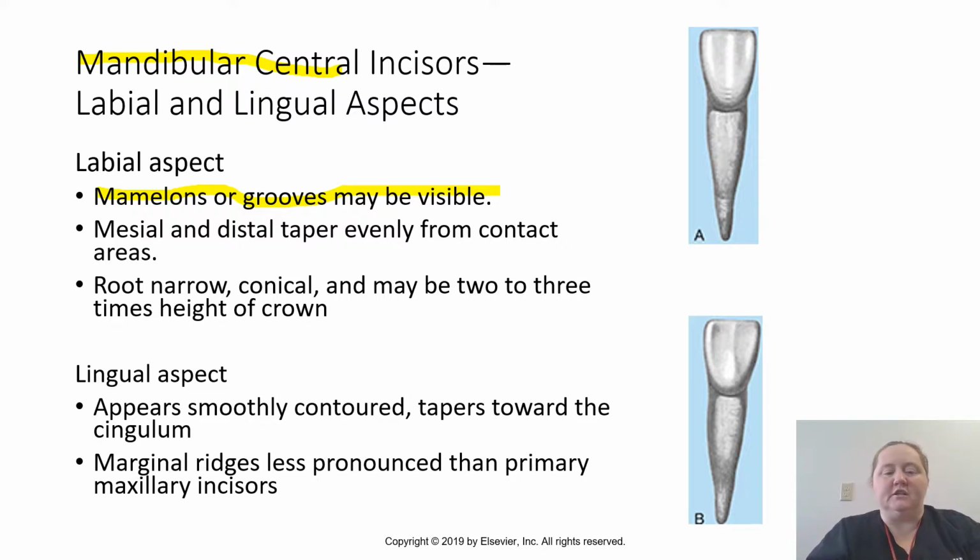The mesial and distal taper evenly from the contact area, and the root is narrow, conical, and maybe 2 to 3 times the height of the crown. Okay, so the roots are pretty long here. The lingual aspect appears smoothly contoured and tapers towards the cingulum, but what I want you to know here is that the marginal ridges are less pronounced. Okay, do you see how that circle around the tooth isn't sticking out quite as much?